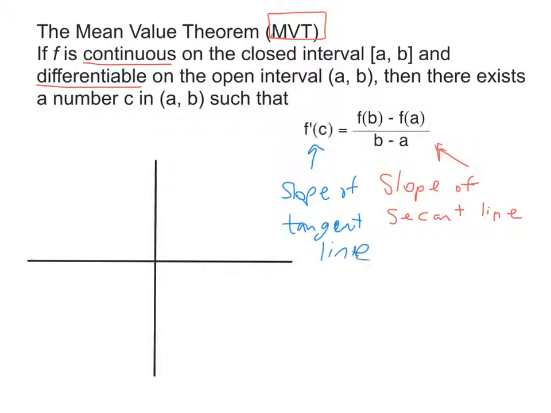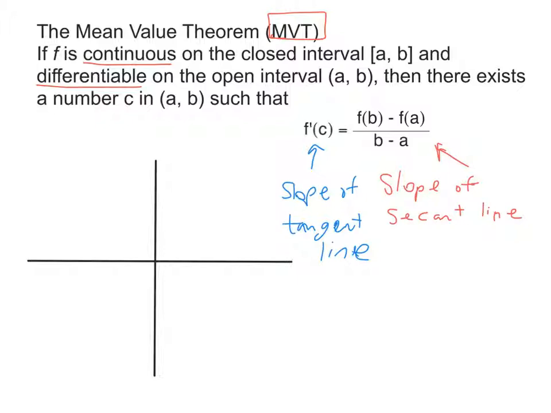A secant line, I'm given 2 points. It's going to be the points where the x values are a and b, and these will be the y values. I can find the slope of a secant line by just using our slope formula. Here, this is the slope of a tangent line, because all I have is one value there. Okay, so what are we talking about?